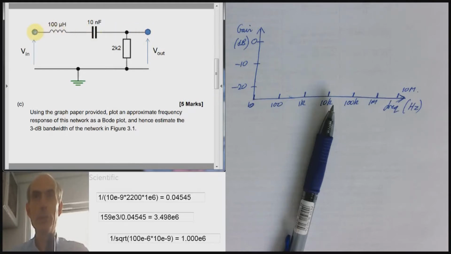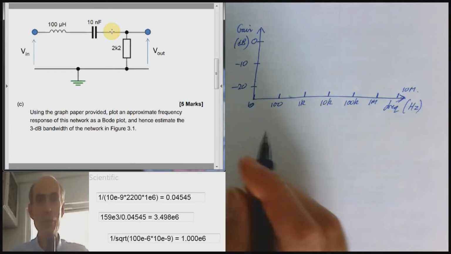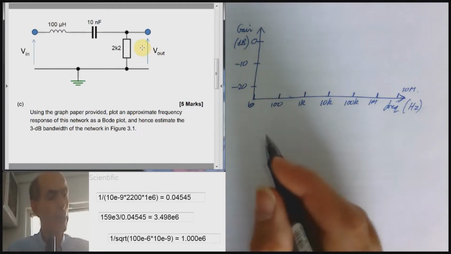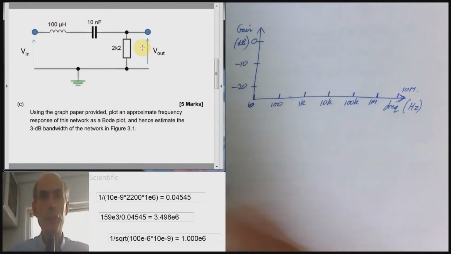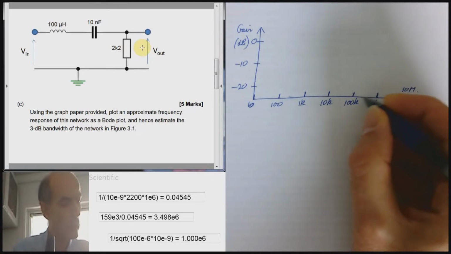And if V out is equal to V in, then that means that the gain will be 1, which is 0 dB. So at the resonant frequency, the gain is 0 dB. That's always true for these second-order bandpass filters like this. Where is the resonant frequency? Well, we've just calculated it before. We found out that it was at about 160 kilohertz. So that's going to be around about here.